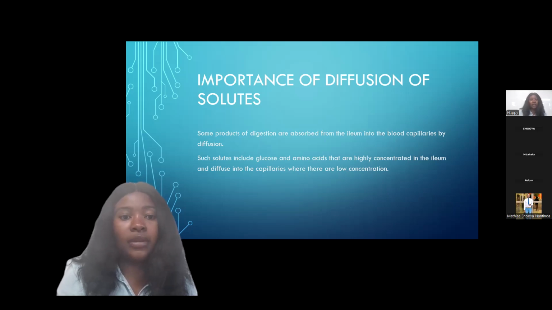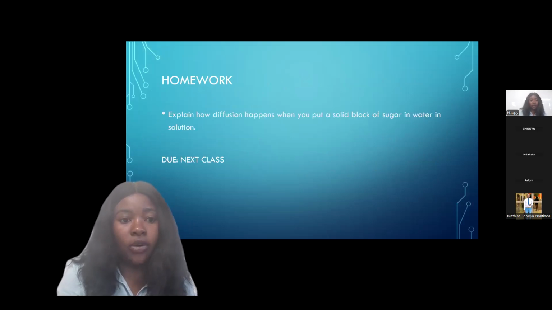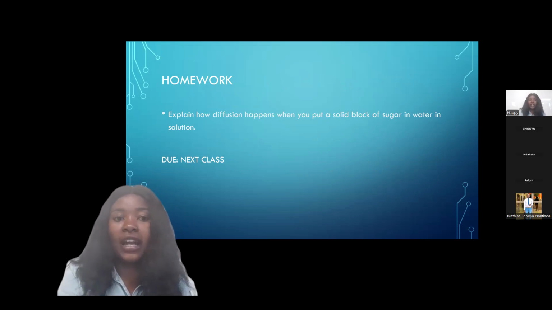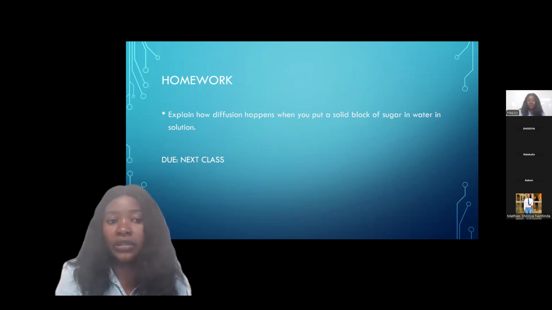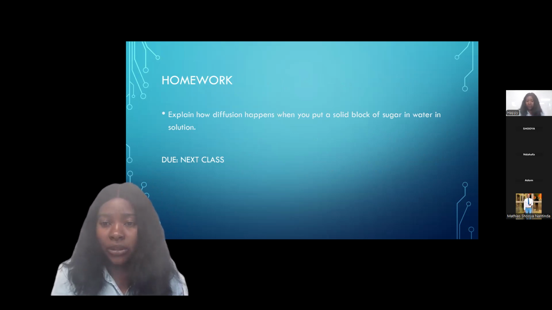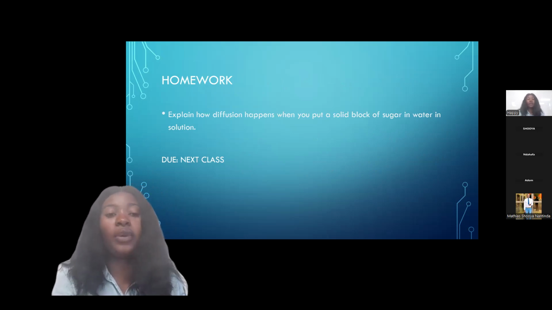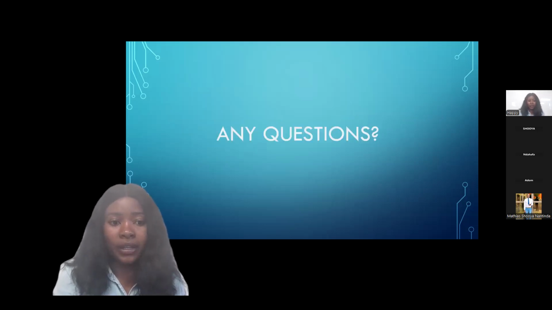All right, and then we are moving on to the homework. For our homework, I just want you to explain how diffusion happens when you put a solid block of sugar in a water solution. How does the whole diffusion happen? Because here I was just mentioning the gases and the liquids, but I didn't mention anything about the solid. This is due during the next class. When you come for next class, please make sure that your homework is completed, and that is that.